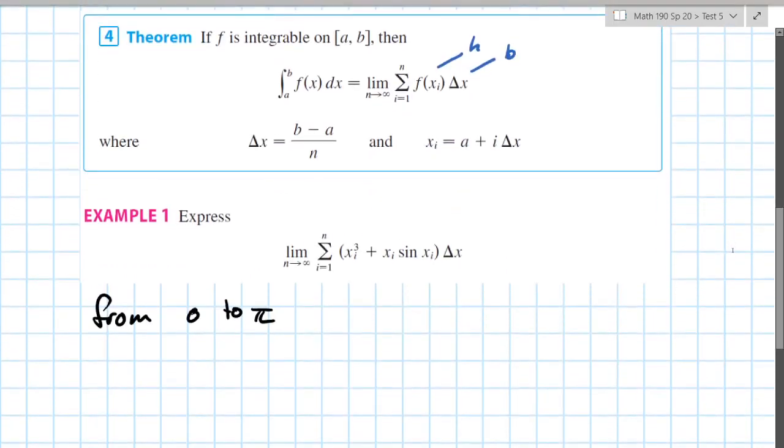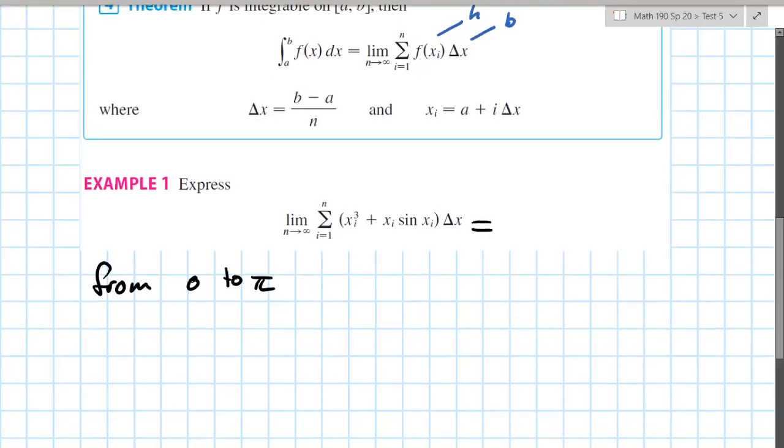So what do we want to do? We want to express this limit of this sum as a definite integral, and then we're using from 0 to pi. So the answer is, this is the integral from 0 to pi of the function. Well, what is the function? The function is x cubed plus x times the sine of x dx. That's it. That's all we have to do.